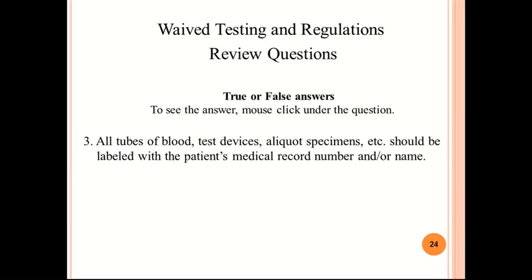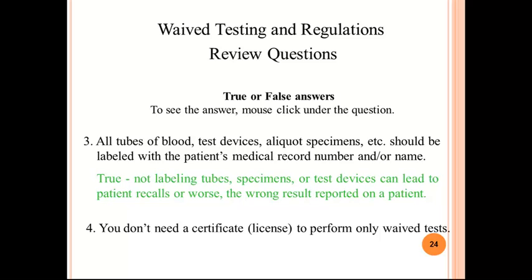All tubes of blood, test devices, aliquot specimens, etc. should be labeled with the patient's medical record number and the name. This is true. Not labeling tube specimens or test devices can lead to patient recalls or worse, the wrong results reported on the wrong patient. Number 4, you don't need a certificate or license to perform only waived tests. That is false. A waiver certificate is required to perform waived testing.